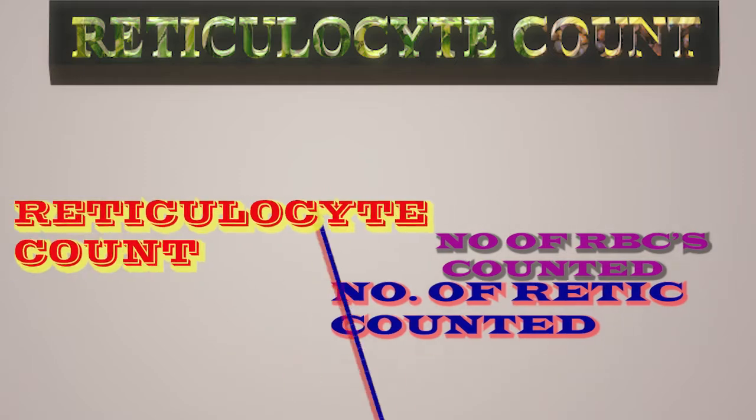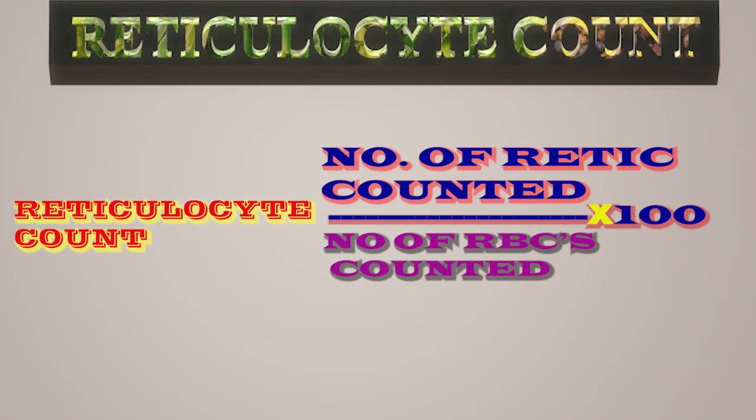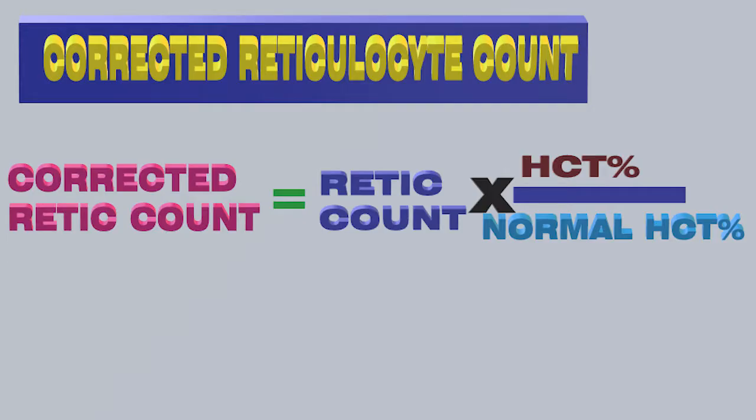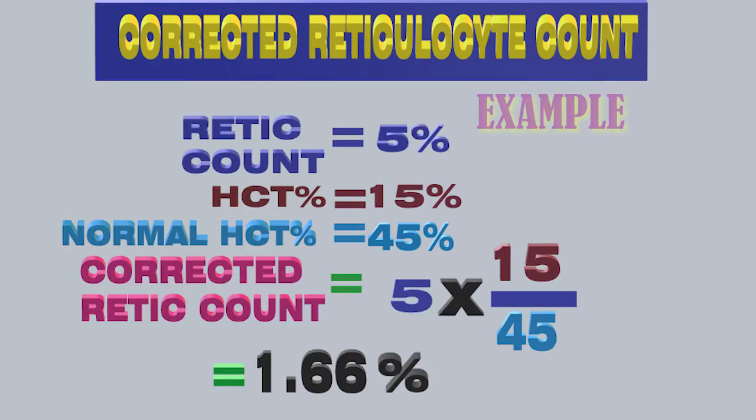Calculation for reticulocyte count. The reticulocyte count is reported in percentage. So the number of reticulocytes counted divided by the number of RBCs in the same field, multiplied by 100, gives the percentage of reticulocyte count. For calculation of corrected reticulocyte count in percentage, multiply by the patient's hematocrit value divided by the normal hematocrit value. This gives the corrected reticulocyte count, which is very useful in anemic patients. A value of 45 is usually used as a normal hematocrit.